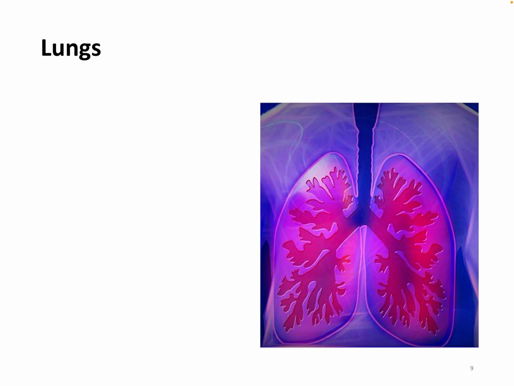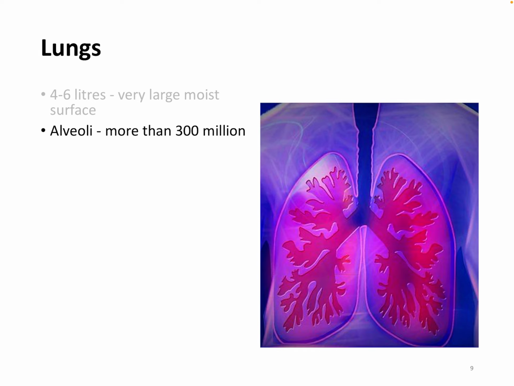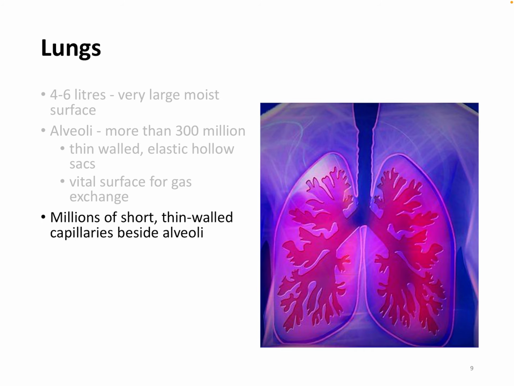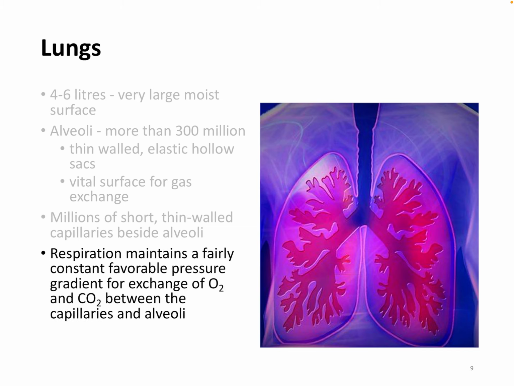When we look at the lungs, our lungs can handle about 4 to 6 liters of air. And it's a very large, moist surface. Our alveoli are those thin-walled, tiny elastic sacs, and that's where our gas exchange occurs. And then we've got capillaries, and capillaries are like you draped a spider web over a grape, but at a microscopic level. So if the grape is the alveoli and the spider web is the capillaries, we have this network of capillaries that allows gas exchange.